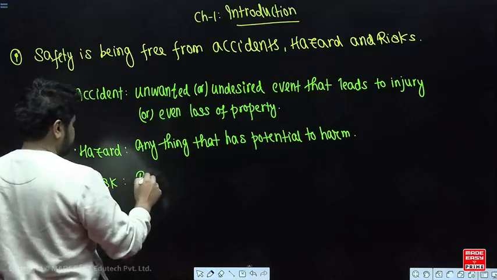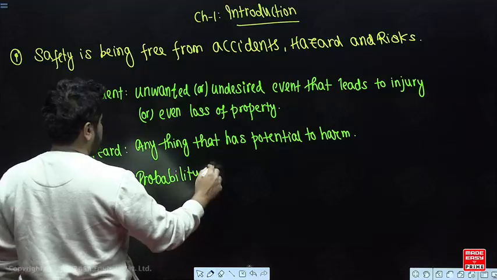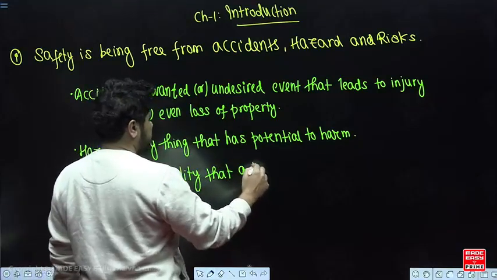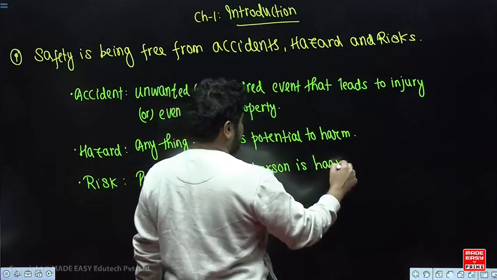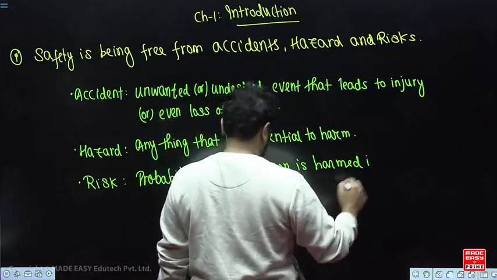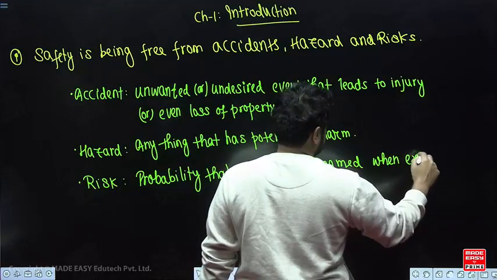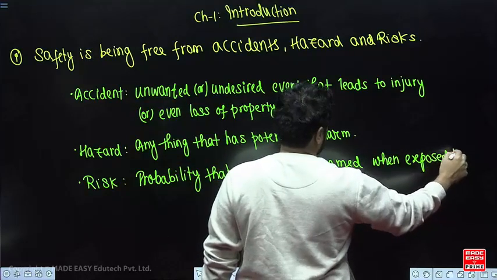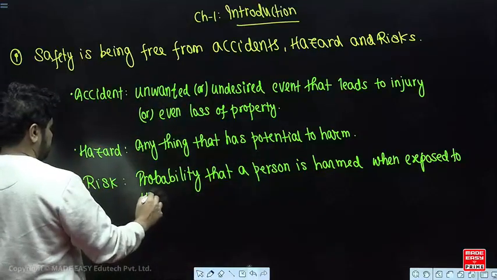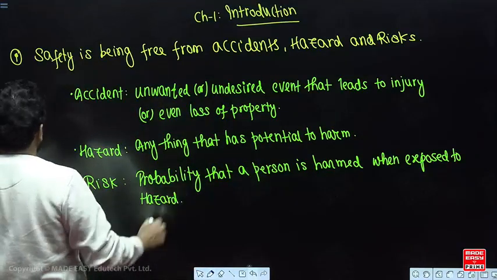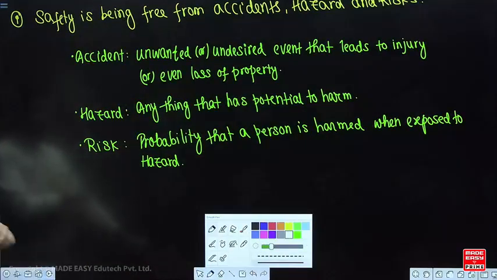So probability that a person is harmed when exposed to hazard. Correct? So that is basically called as risk, right? Now that is the first point.